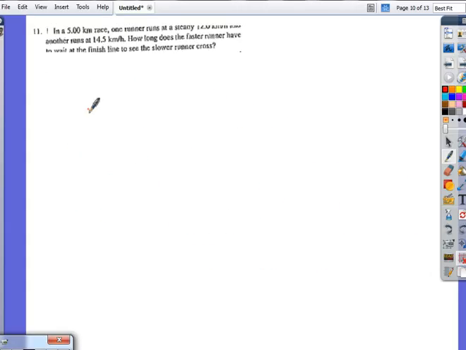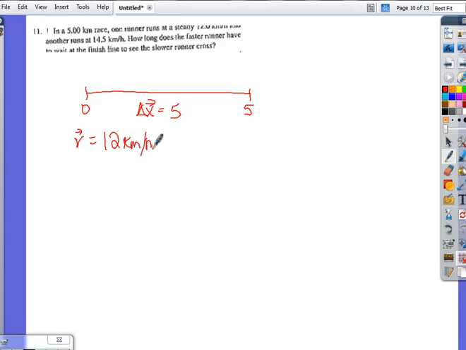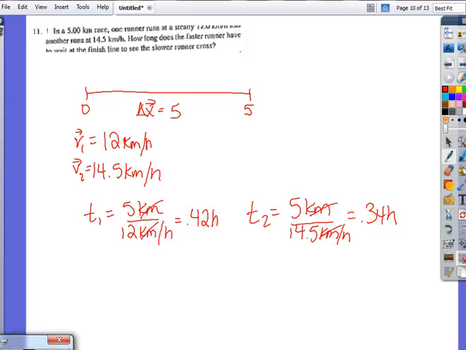Here we have a 5-kilometer race. I want to label this 0, 5. I know delta x in every case is going to be 5. One runner runs at a steady V1 of 12 kilometers per hour, and V2 is 14.5 kilometers per hour. Again, it is just asking how long one is going to have to wait.